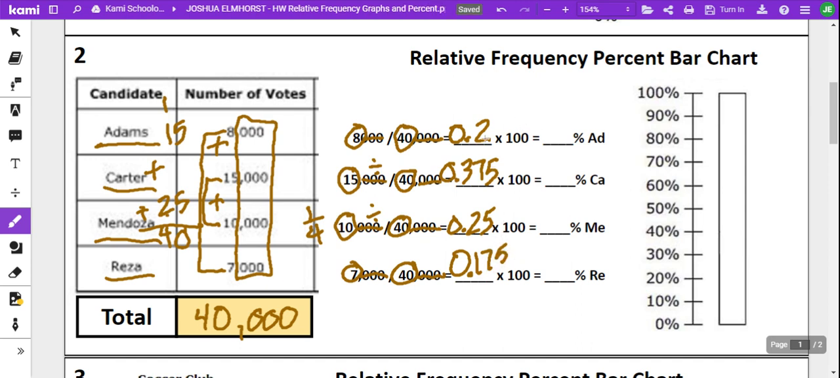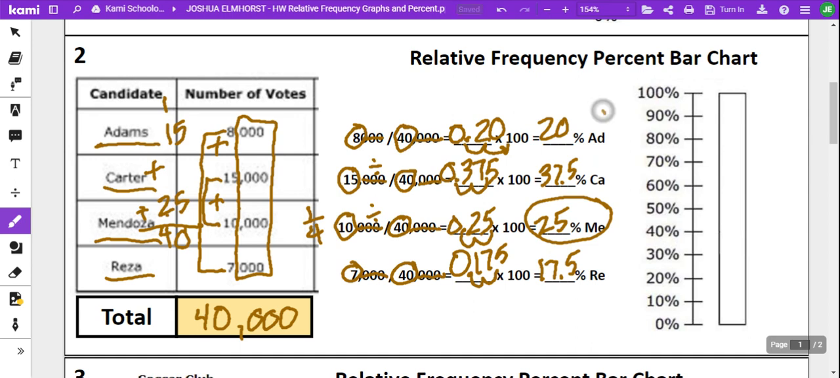Okay, now, multiplying each one of these by 100, we move the decimal over 2 spots. 1, 2, 1, 2, 1, 2. We got 20%, 37.5%, 25%, and 17.5%. Now, just to make it easier, we can start with the even numbers here. It's not the greatest and the least, but we have 25 and 20. Okay, so no matter where you put it there, we can go with 25 is Mendoza.